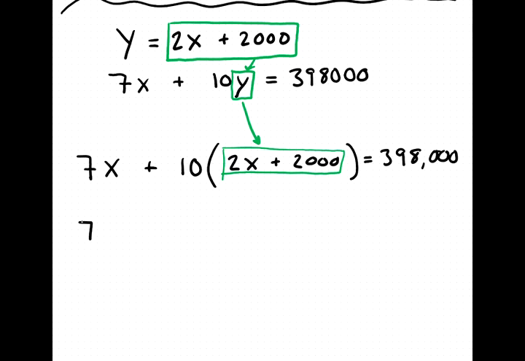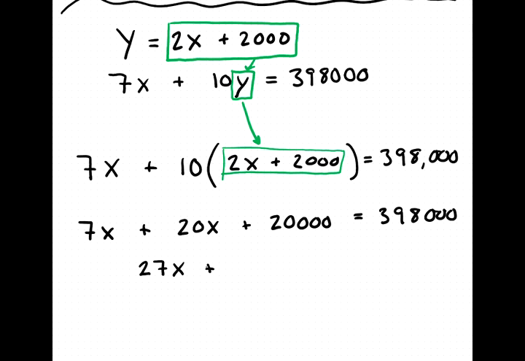Okay, so let's solve for x. 7x plus, well, now we have a 10 that we can multiply through. 10 times 2x would be 20x, and then 10 times 2,000, just tack on another 0, so that would be 20,000, is equal to 398,000. So we have 7x and 20x, that gives us 27x plus 20,000 equals 398,000.